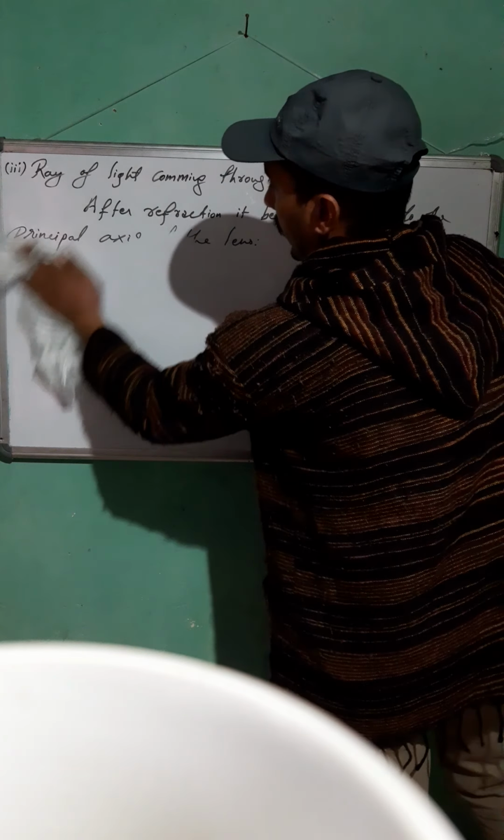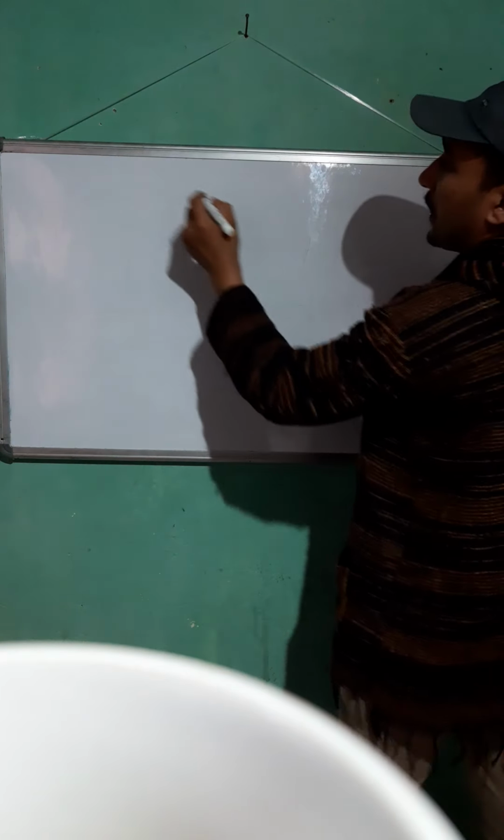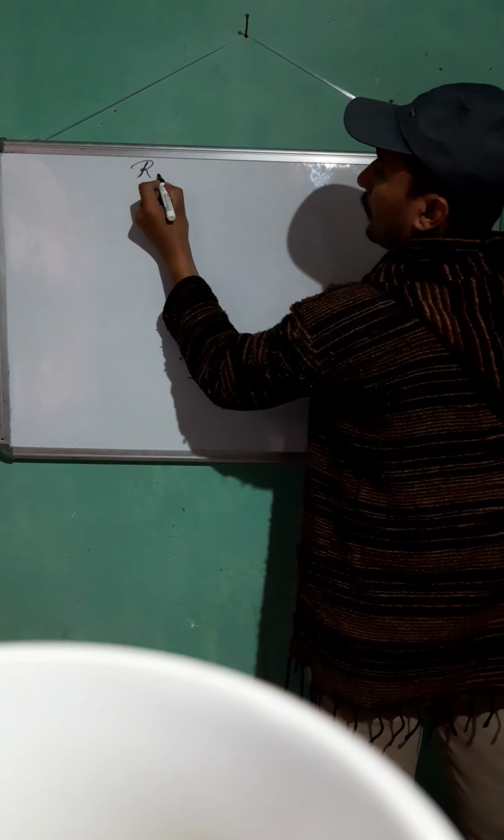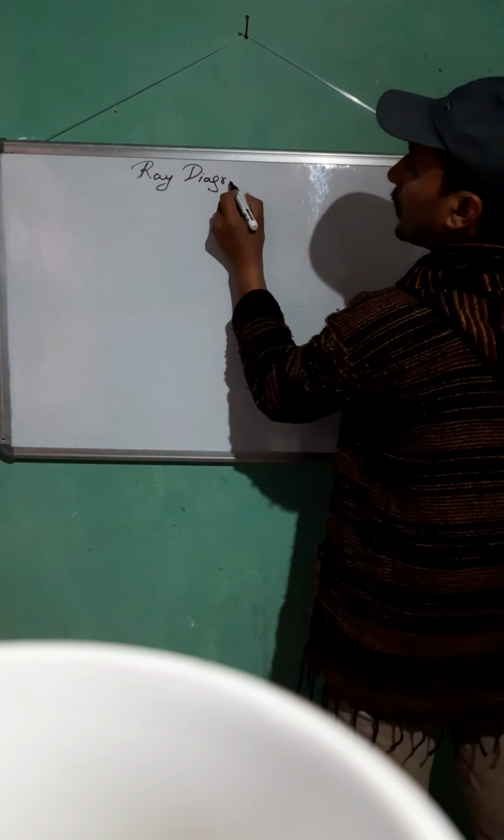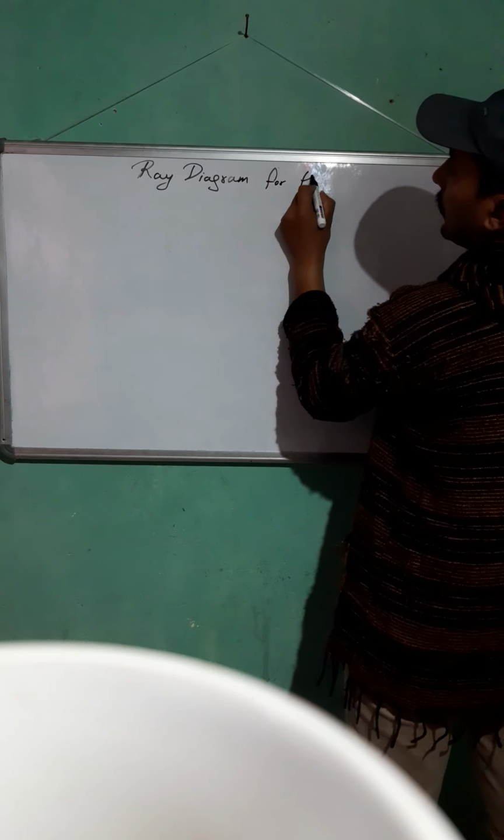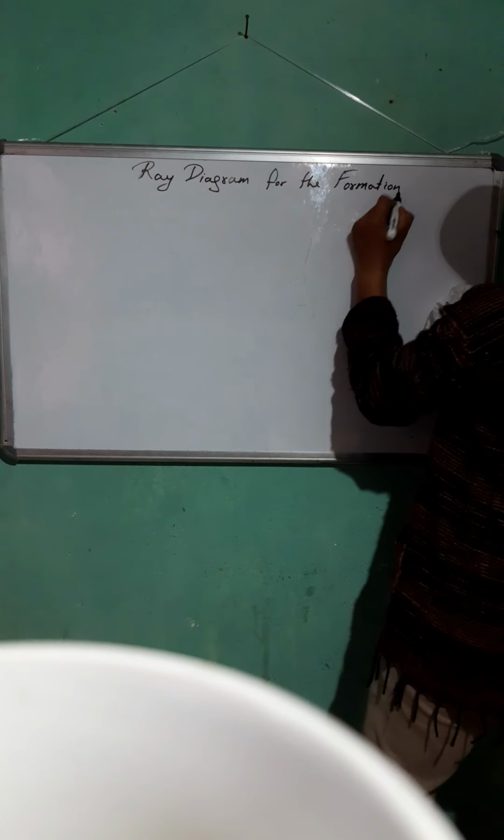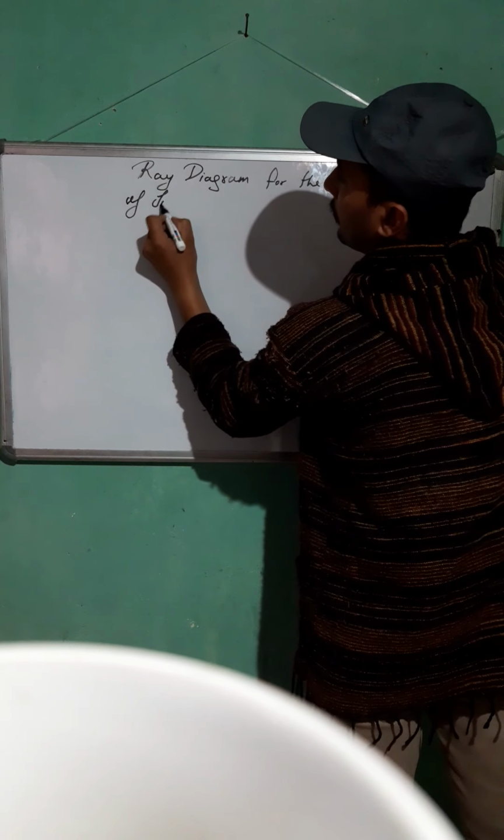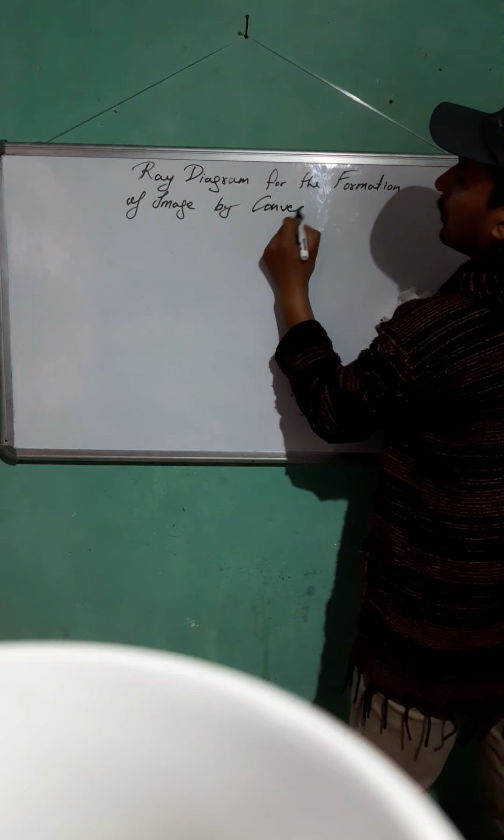I would say these were the theory portions. Okay, now the ray diagram ones. Next heading, you write it: Image formation. Formation of image by convex lens.